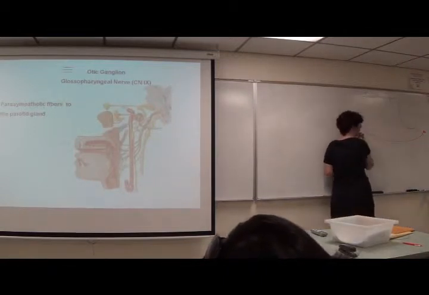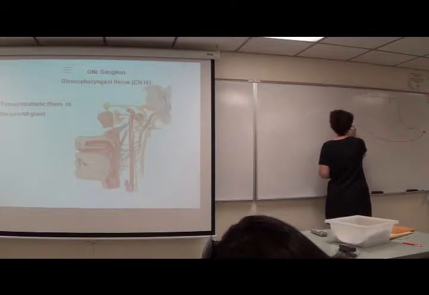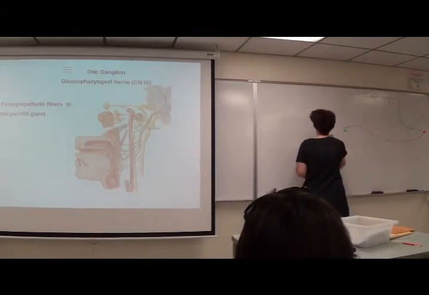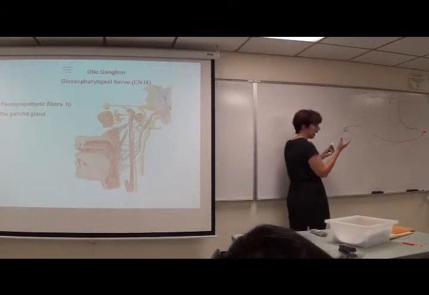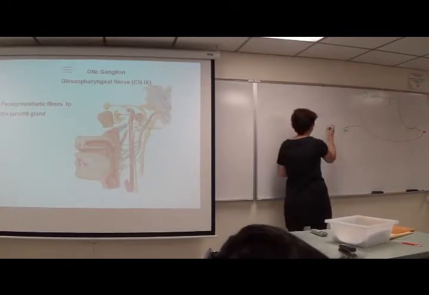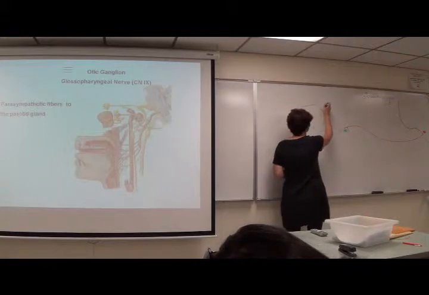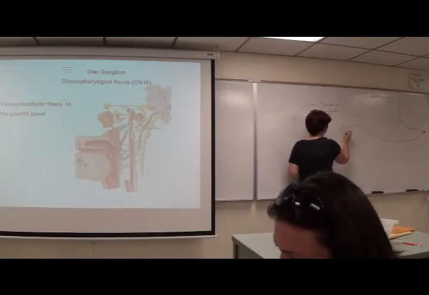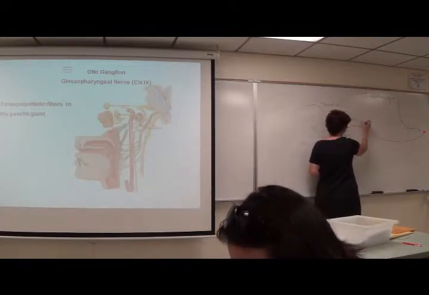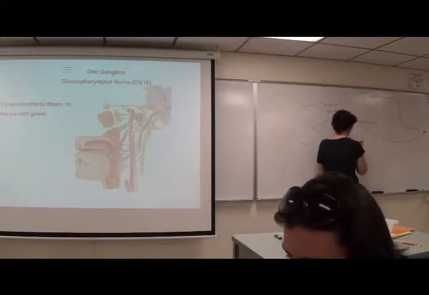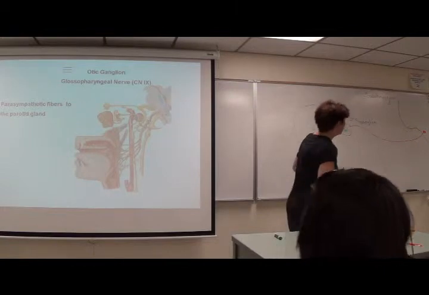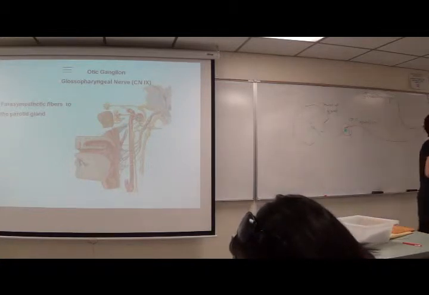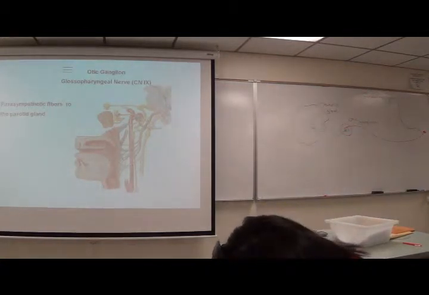Preganglionic neuron is going to come up beside the ear and synapse with the postganglionic neuron. And the postganglionic neuron is not going to go too far. It's going to again travel with sensory for trigeminal and end up in the parotid gland. And that's our otic ganglion. We still have acetylcholine forming the neurotransmitters for both pre and post.